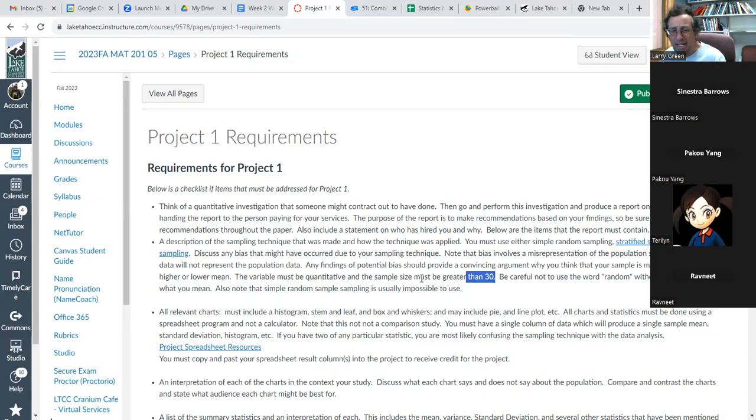The sample size must be bigger than 30. What's the biggest number it could be? What's the smallest number it could be for a sample size, for the number of people you survey?